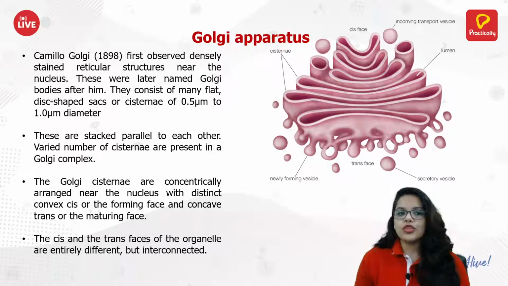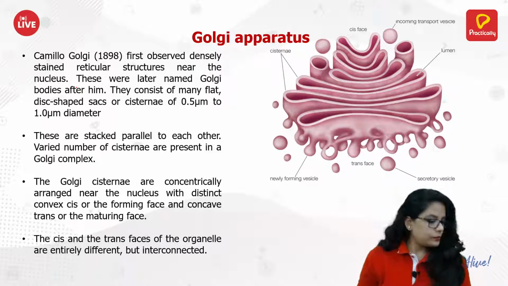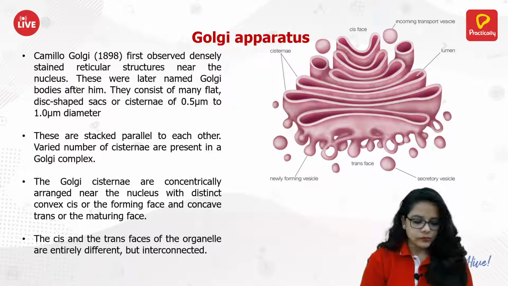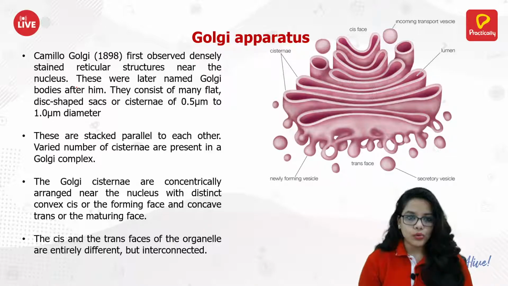Now comes the Golgi apparatus. Okay, so the Golgi apparatus was discovered by this person called Camillo Golgi, in the year 1898, and the name Golgi apparatus came from there. Okay, Camillo Golgi. And what is Golgi apparatus?